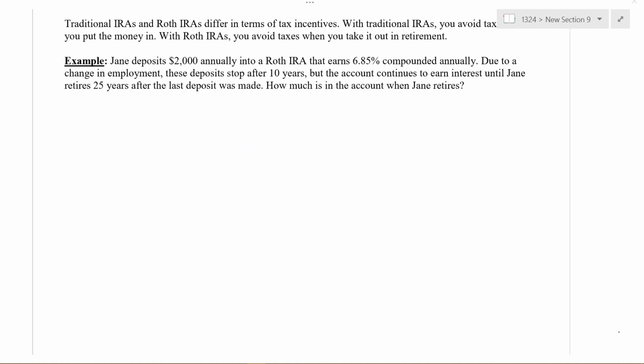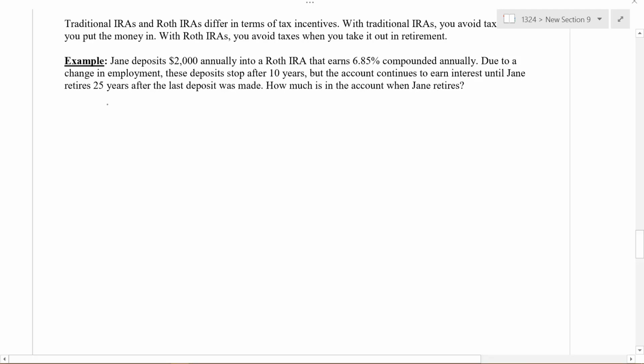All right, our next example is a little more interesting than the previous examples. It's a little bit more involved. Jane deposits $2,000 annually into a Roth IRA that earns 6.85% compounded annually. Due to a change in employment, these deposits stop after 10 years, but the account continues to earn interest until Jane retires 25 years after the last deposit was made. How much is in the account when Jane retires?